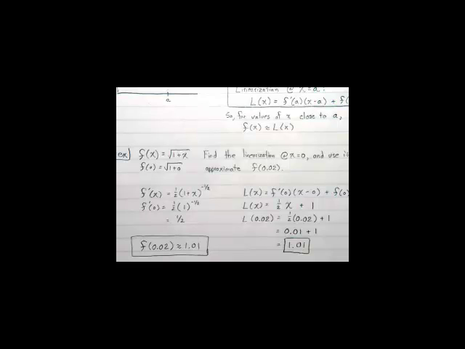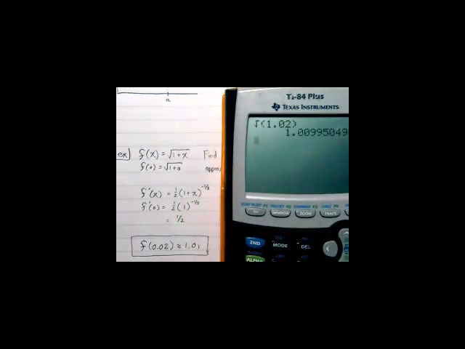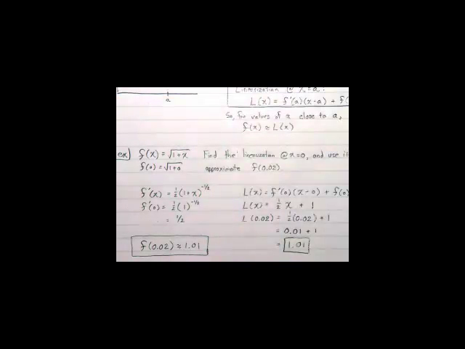Well, okay, we got a calculator. Let's check it out. Are we close? So the square root of 1.02. Yeah, not too bad. Here's what I got. 1.00995. Is that pretty close to 1.01? Yeah, pretty darn. So we did well there. Okay.